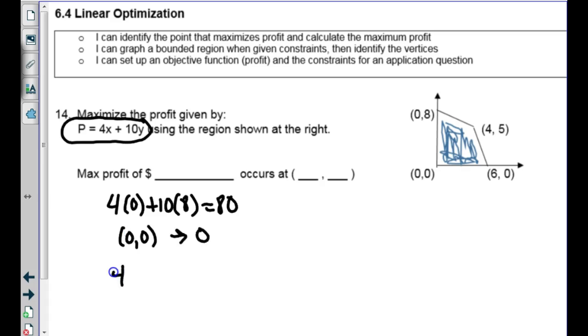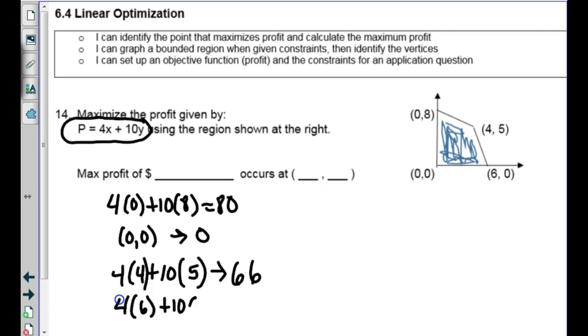Okay, 4 times 4 plus 10 times 5 would be, what is it, 66? And then 4 times 6 plus 10 times 0 would be 24. So what is the maximum profit? 80, and it occurs at... everybody okay? We're running out of time real fast here.